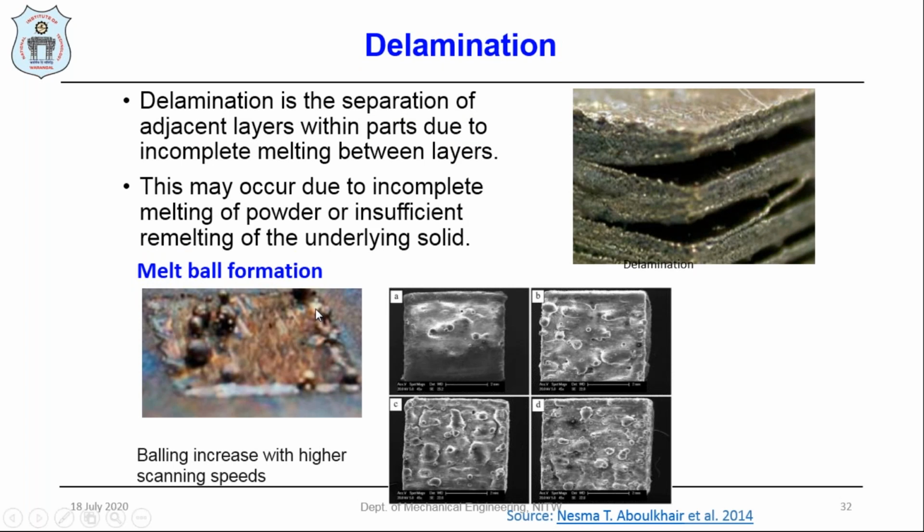And another one is melt ball formation. If you are not optimizing the scan speed, definitely you are going to have this type of balling effect in the materials. If you have a higher scan speed, multiple balls are going to form in the deposited layers. You can see with respect to different variations of the scan speed, this is how we can optimize and reduce the ball formation by optimizing the scan speed.